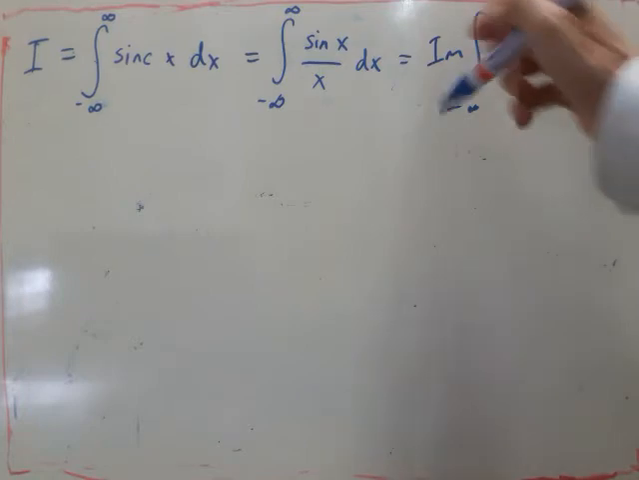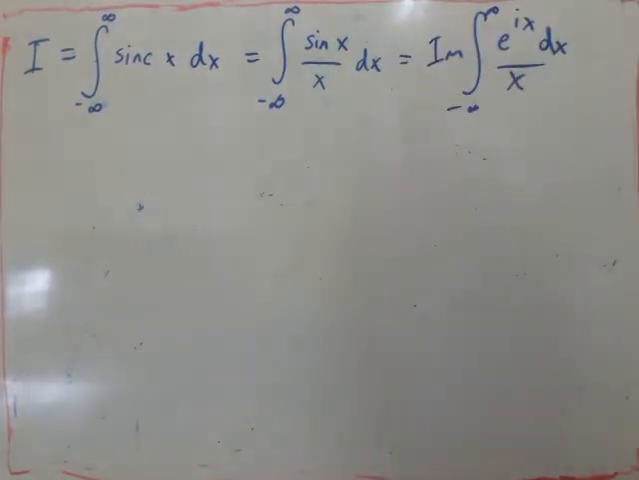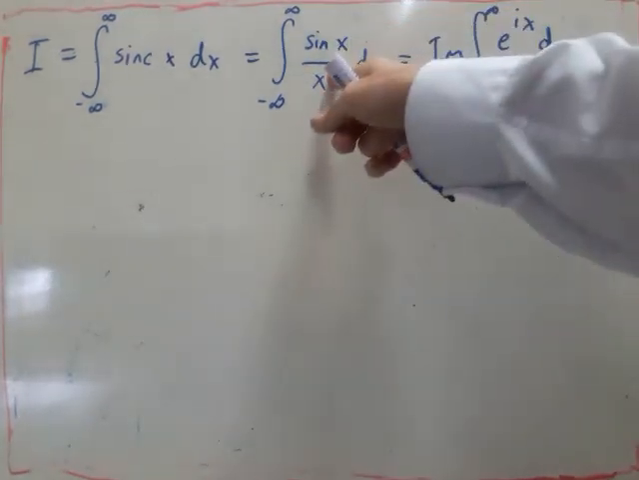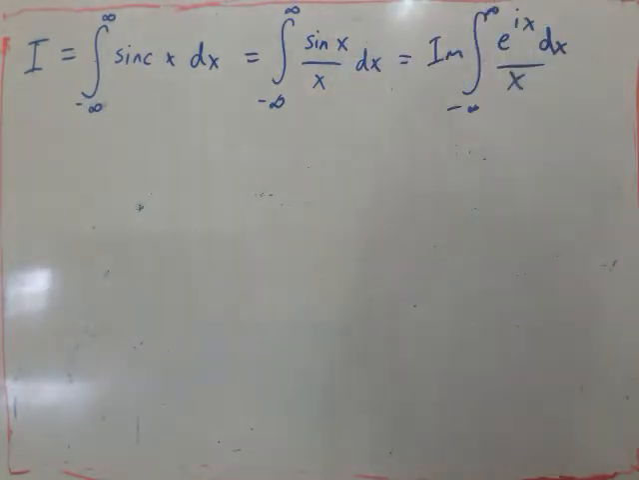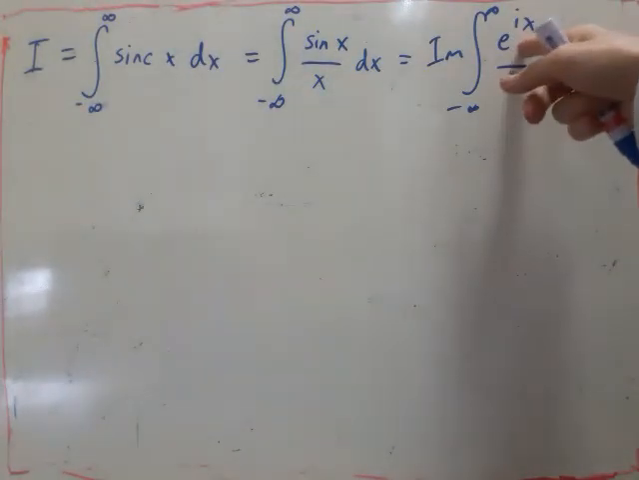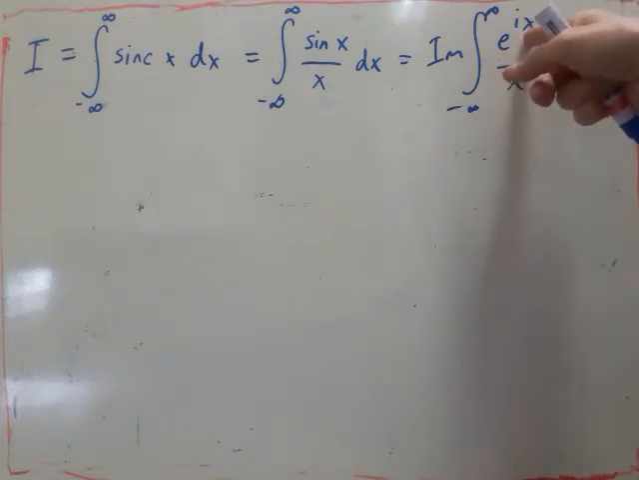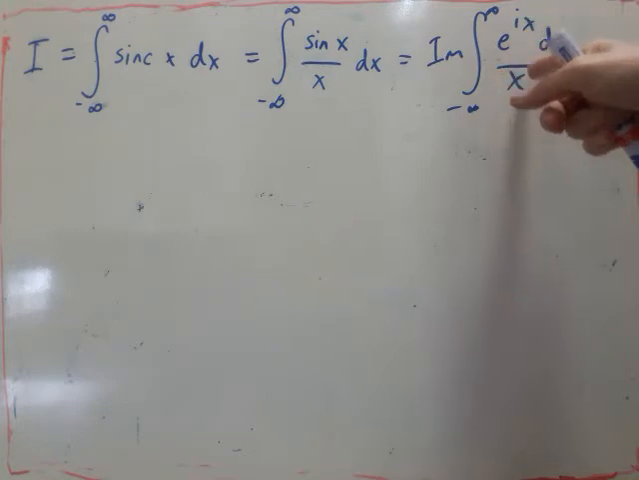Now the problem with this is that this integral here is well behaved. When x goes to 0, sin x over x tends to 1. So there's no problem at x equals 0. Now the problem with this integral is actually it doesn't exist in the way I've written it, because when x goes to 0, this is 1 and we've got 1 over 0.